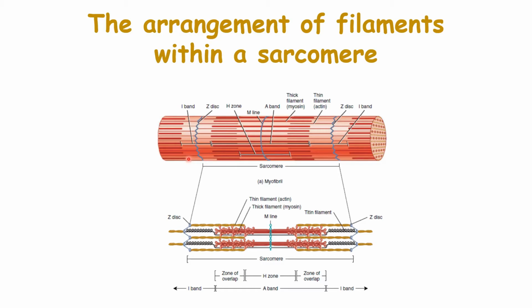The filaments inside a myofibril do not extend the entire length of a muscle fiber. Instead, they are arranged in compartments called sarcomeres, which are the basic functional unit of a myofibril. Narrow plate-shaped regions of dense protein called Z-discs separate one sarcomere from the next. Thus, a sarcomere extends from one Z-disc to the next Z-disc.